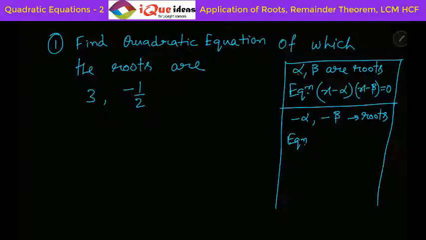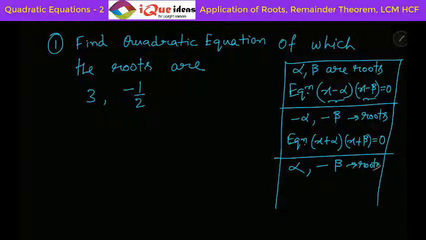When the root is alpha, the expression is x minus alpha. When the root is beta, the expression is x minus beta. When the root is minus alpha, the expression will be x plus alpha. When the root is minus beta, the expression will be x plus beta, that is equal to 0. Similarly, if one root is positive, let's say alpha, and the other root is negative, let's say minus beta, then the expression will be given as, look at this carefully, for alpha it will become x minus alpha, and for minus beta it will become x plus beta. So these things can be used directly, right?